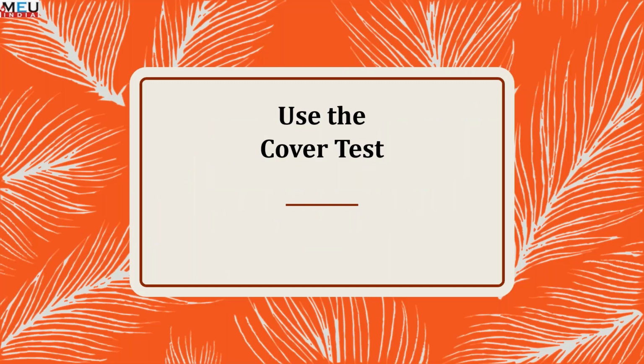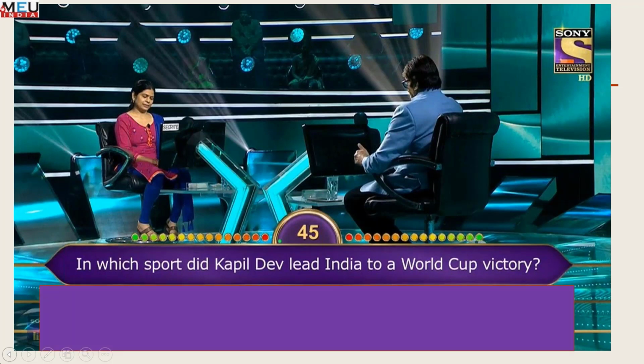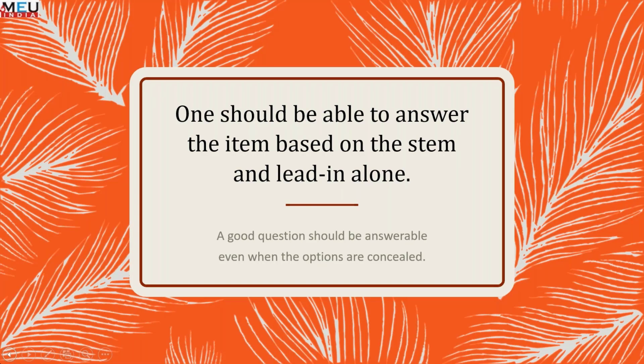Now you've heard this rule, I hope, for the MCQs. For any MCQ, the test of an MCQ is to use the cover test. Now, what is the cover test? In case you have missed the previous talks, this is a question which they asked in yesterday's KBC. So this was a question. Now, suppose I covered the options. If the options in this question were covered, the answer to this question would still be obvious even if the options were not there. So this is a good question, a good MCQ. A good MCQ is one which is answerable even when the options are concealed. So use this test for any MCQ. One should be able to answer the item based on the stem and the lead-in alone. Okay, so this is an important thing to remember.